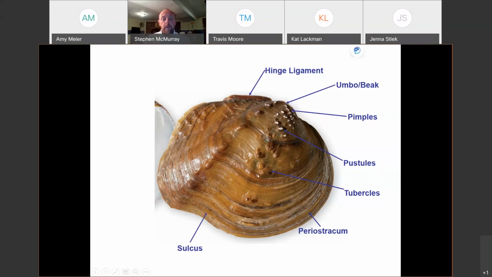And then we have this feature called the sulcus on this shell, right here. A sulcus is a valley or groove in the shell, and that sulcus separates this portion of the shell, which is called the disc. Older publications will talk about the disc being free of pustules or the disc having tubercles, and that's what this means. It's just the disc is here.